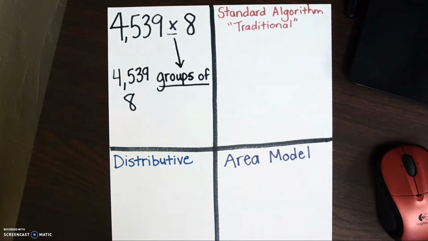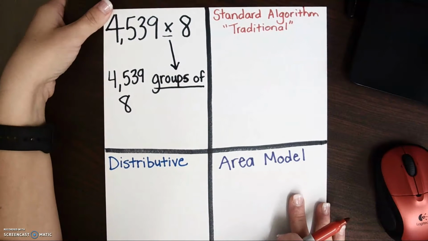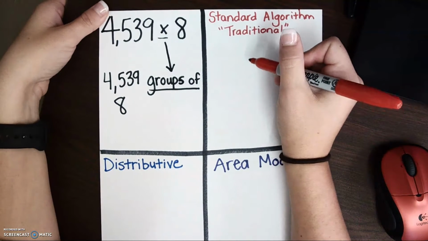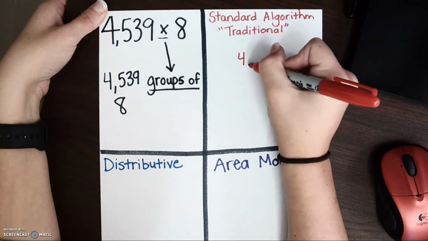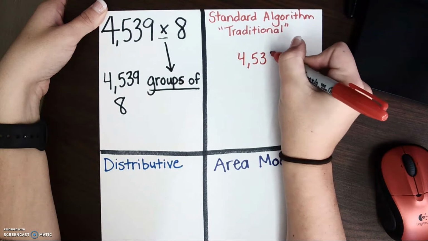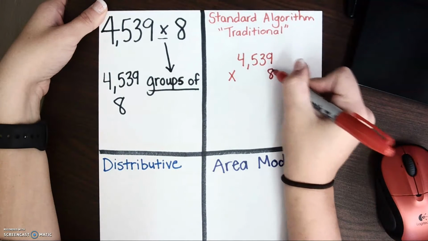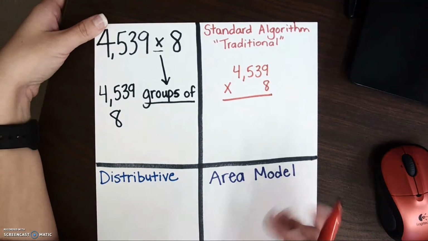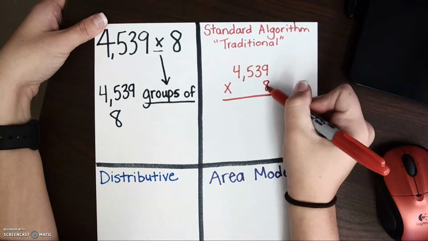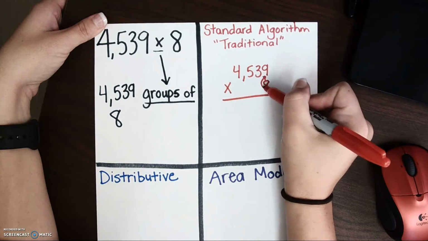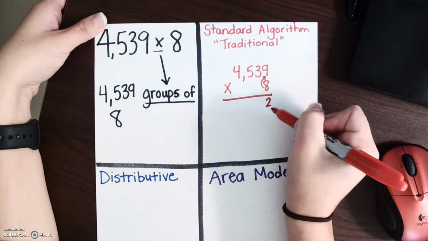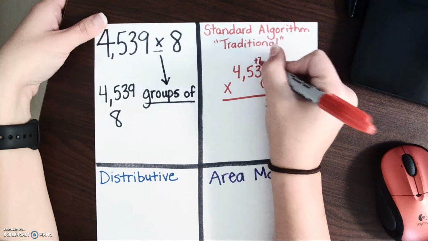Okay? Alright, we're going to start with the traditional strategy, also known as the standard algorithm way of multiplying. I'm going to set up my problem vertically, which means up and down. 4,539 times 8. I'm putting my 8 under my 9 because it's in the ones place. Now I'm going to do my multiplication. I'm going to take my 8 to the ones place. 8 times 9 is 72. I want to put my 2 down here, and I'm going to add my 7 up here.